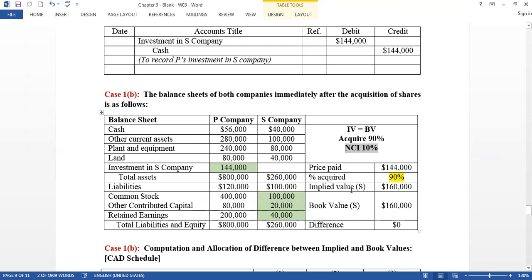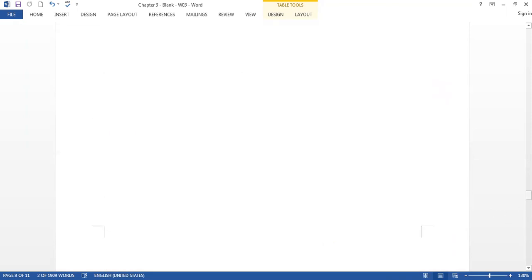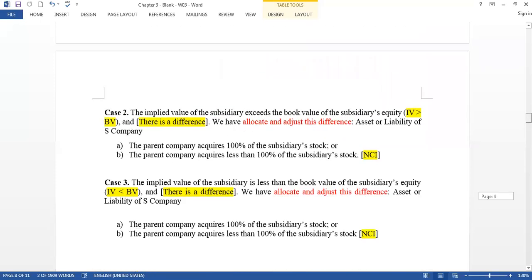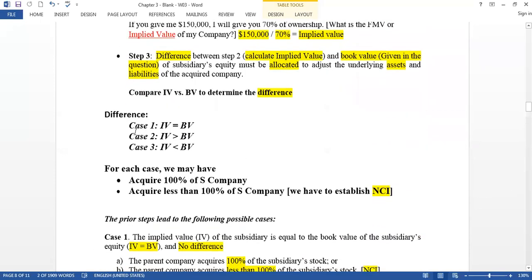Then we have, can you remember, another situation. What are the other situations? These are the other situations. So we have already done only this part: implied value equals book value, no difference, right? And 100% acquired or less than 100%. Now next class, I will explain case 2 and case 3 together.